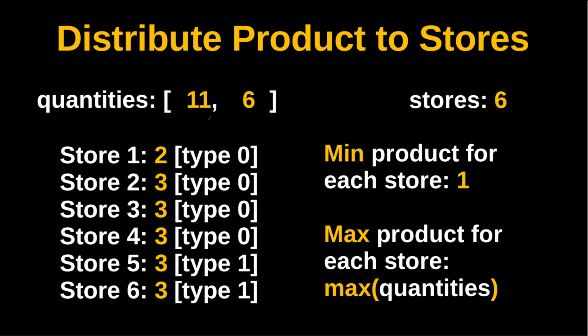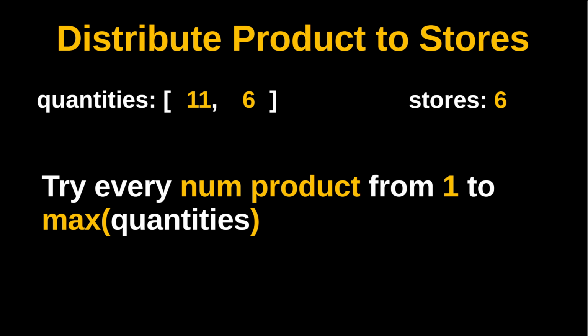For any particular store, the maximum number of products that store gets is everything in product 0, so that is 11. Now that we have one strategy, and the strategy is to try every number of products from 1 to the maximum of the quantities array.